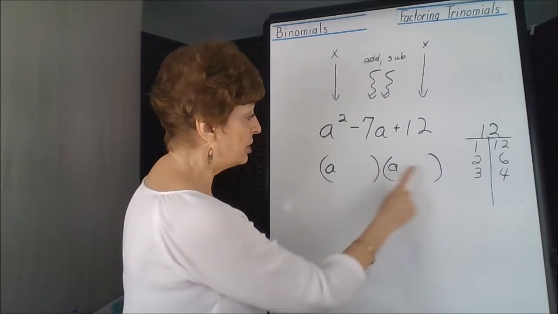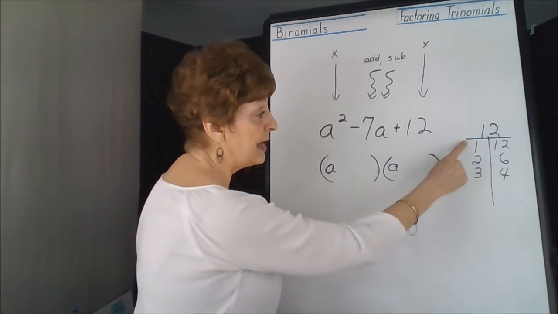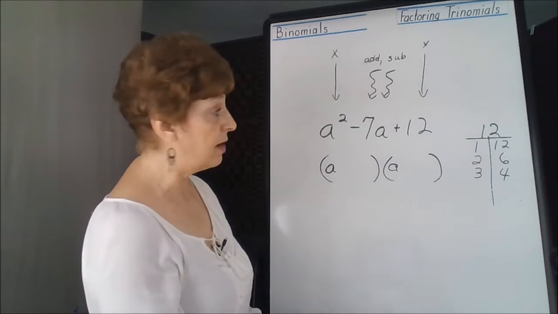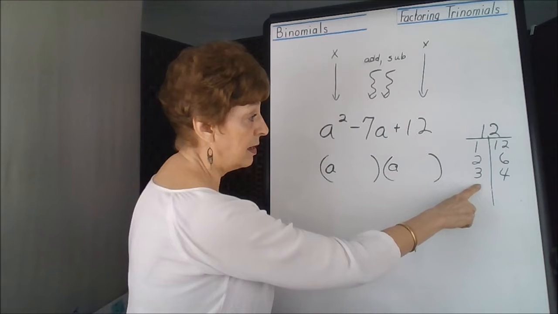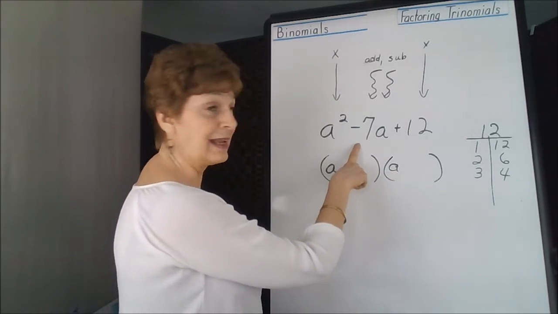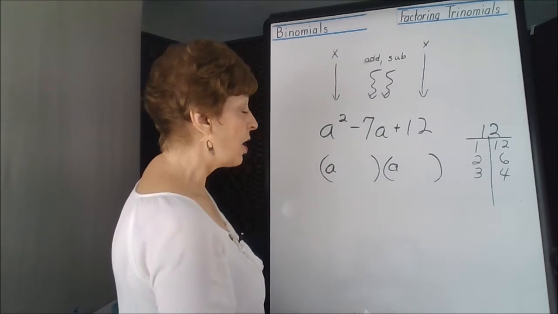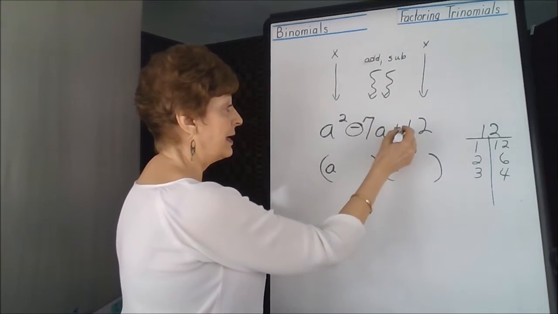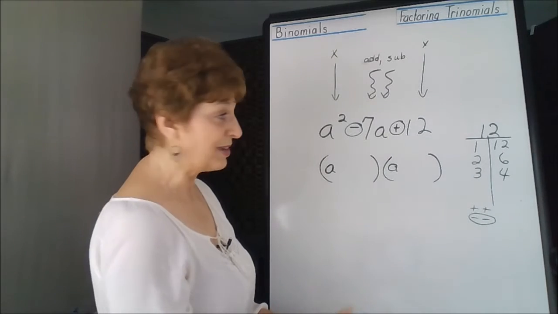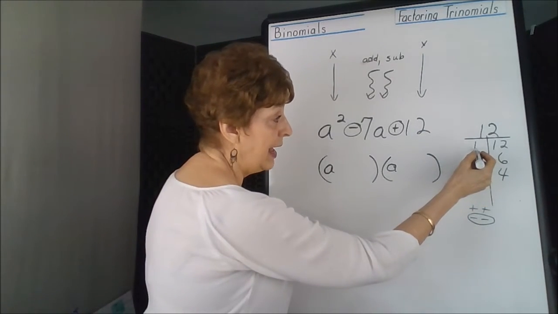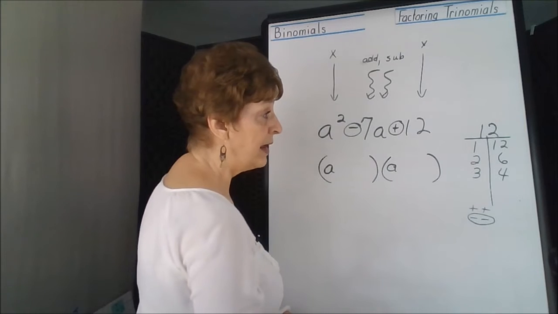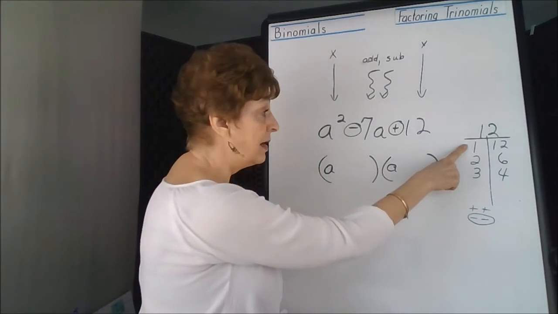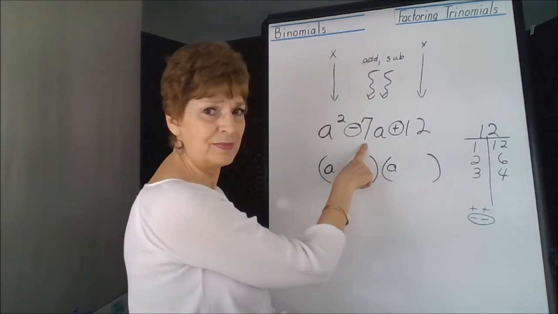So in this back position, I can use any of these combinations that will give me 12, but not all of those combinations will give me a -7. So I need to also focus on the signs here. Let me show you how it works though. If I add or subtract 1 and 12, I would get either 11 if I'm subtracting, and if I'm adding, 13. Well, that doesn't give me what I need.